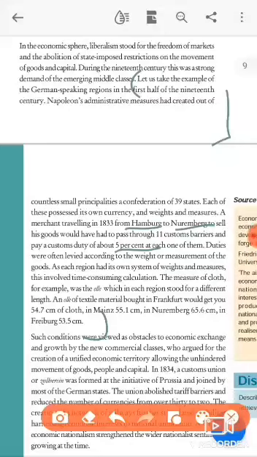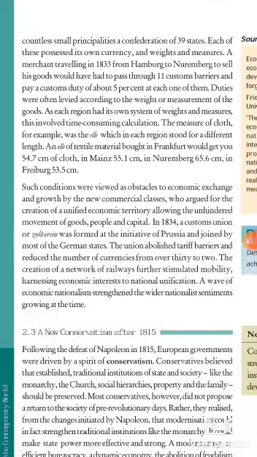If you bought an ell of textile material in Frankfurt, you would get 54.7 centimeters of cloth. In another place, Mainz, it is 55.1 centimeters. And in Nuremberg, you would get 65.6 centimeters. So these disparities created clear-cut problems in the transaction of goods and materials. And this was the middle class demand of liberalism in the economic sphere.